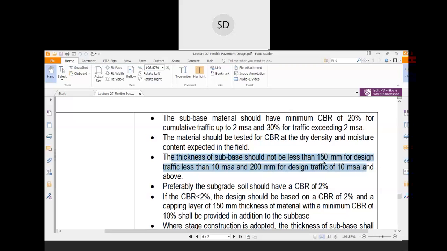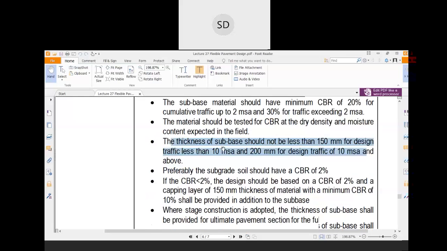Okay, so that is the thickness. If your design traffic is less than 10 MSA, then 150 mm thickness is required, and if it is more than 10 MSA, in that case 200 mm of thickness is required.